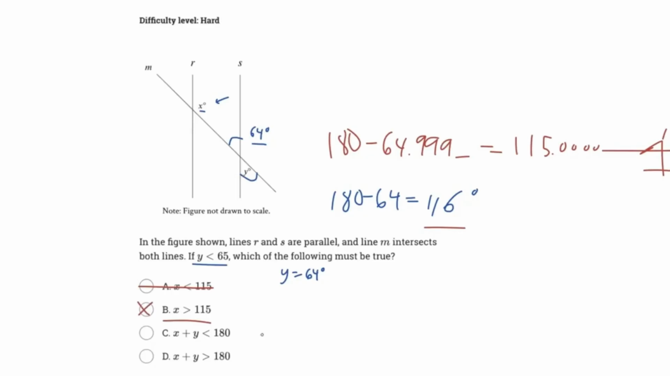C says x plus y has to be less than 180 degrees and D says x plus y has to be greater than 180 degrees. Well, we just proved it here, right? We said that if y, we could just name it 64 degrees. Vertical angles, this is 64 degrees. We find that x would have to be 116 degrees. 116 plus 64 is 180 degrees. And so neither C nor D is correct because x plus y will always be equivalent to 180 degrees.